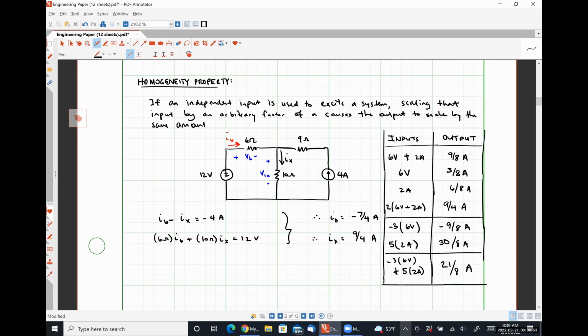So what we're going to do is analyze the circuit under those constraints and verify that our expected output of 21/8, which we got by applying the homogeneity and additivity properties together, matches the behavior of our circuit. If so, then this circuit is an example of a linear circuit.